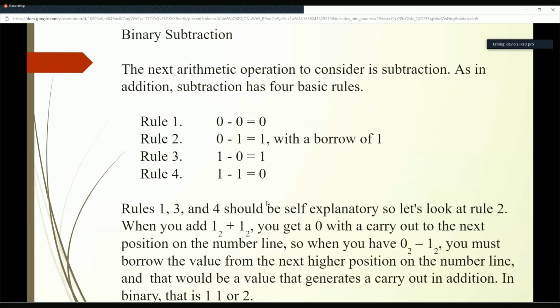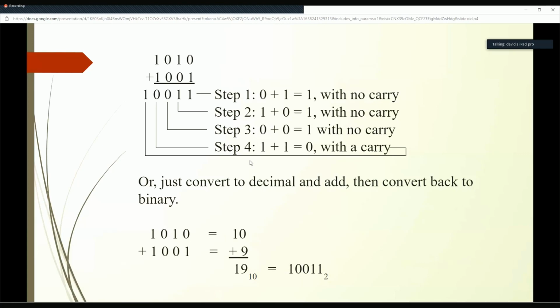How would you add 11 plus 11? Say that again. If it was 11 plus 11, how would you do that? 11 plus 11. Yes. All right. And so if we had 11 plus 11, 11 is 1011, right? Mm-hmm.